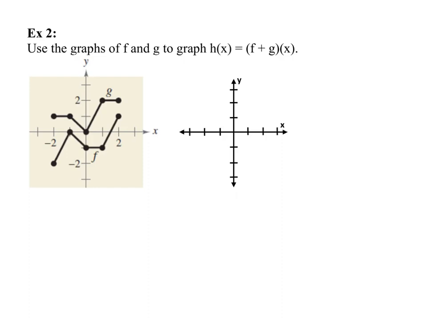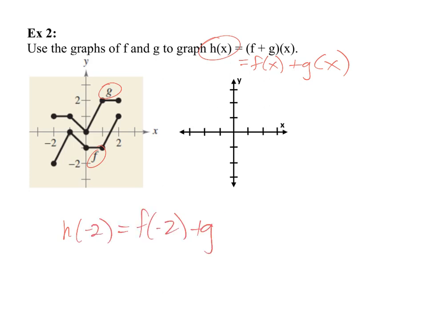Starting off example 2, use the graphs of f and g to graph h of x equal to f plus g of x. This is equivalent to f of x plus g of x. So how does this work exactly? Here I have g, here I have f. I need to graph h. So at negative 2, let's see how this works. H of negative 2. Well, what's that equal to? That's equal to f of negative 2 plus g of negative 2.